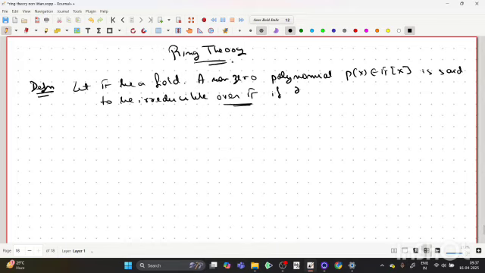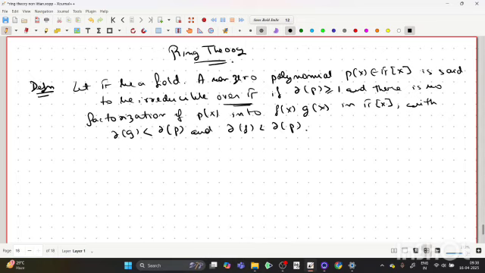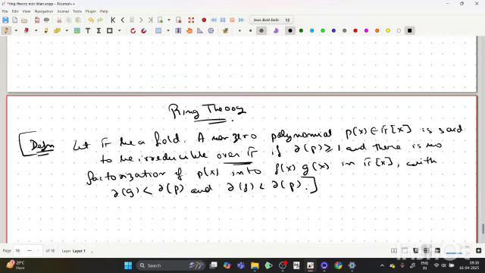We'll see why. If, first of all, the degree is greater than or equal to 1 and there is no factorization of P(x) into f(x) times g(x) in F[x], so we are strictly inside the field, with the degree of g being less than the degree of P and the degree of f also being less than the degree of P. Clear? Okay, fine.